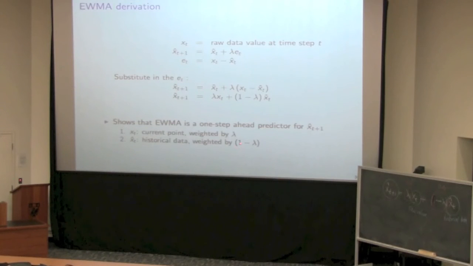As lambda gets closer and closer to 0, you're giving more weight to your historical data. So which type of chart does that approach? Lambda gets close to zero. So it's the CUSUM chart, right? So as lambda gets closer to zero, you're giving all your importance to your history.